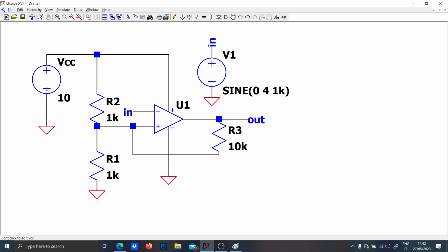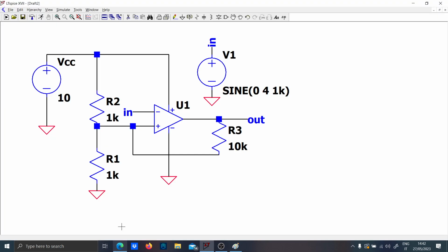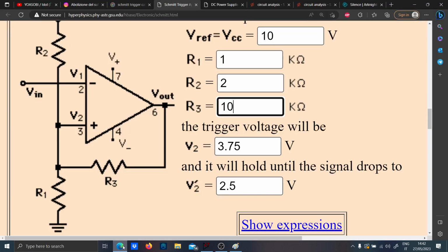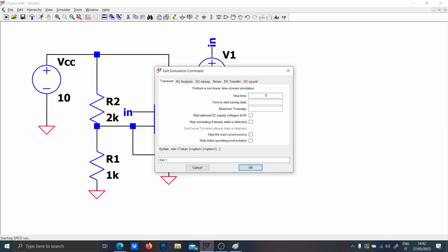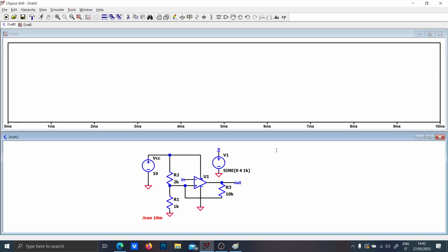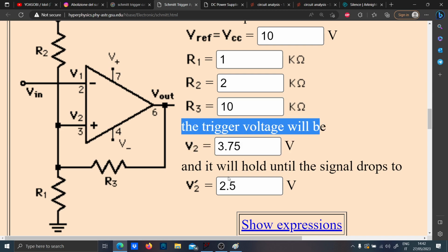Let me put 10 volts. Let me check if it's the same. 1 kilo ohm, 2 kilo, sorry, it was not the same. 1 kilo ohm, 2 kilo ohm, 10 kilo ohm, and let's go. Stop time 10 milliseconds. Now, before seeing the result, you have to check that the trigger voltage will be exactly like designed.